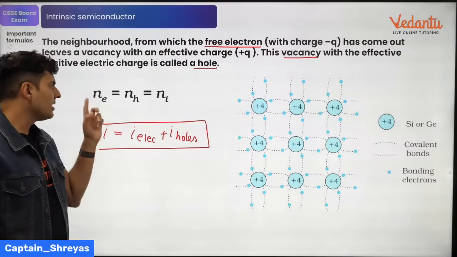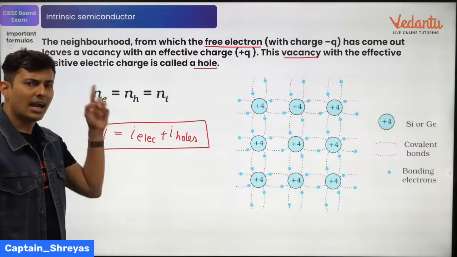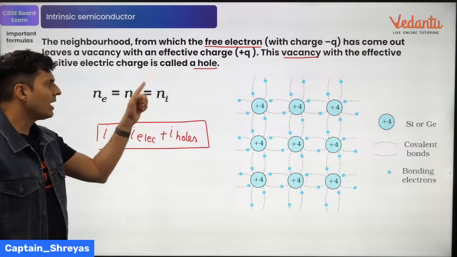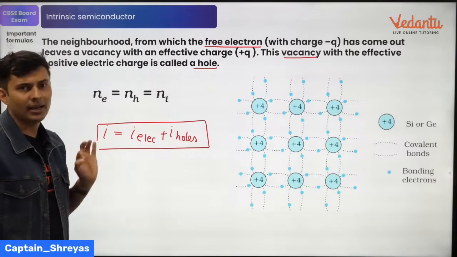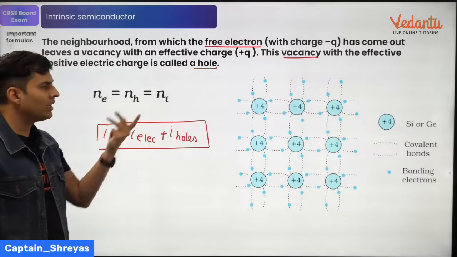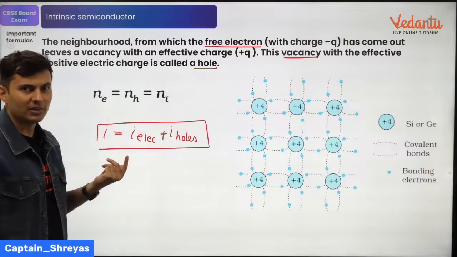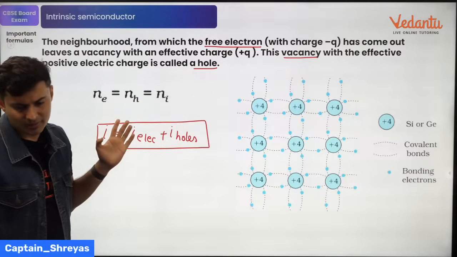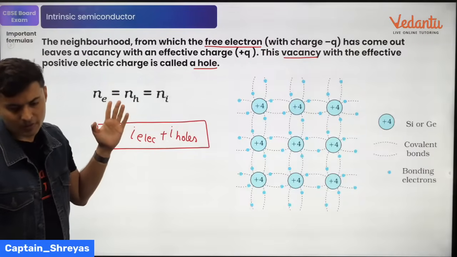You will also see that the number of electrons and the number of holes are the same, and that is a constant given by Ni. That will be different for different materials. If it's germanium, it's different. If it's silicon, it's different. So it depends on the material, guys. I hope this is understood.